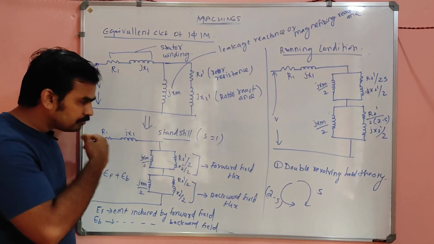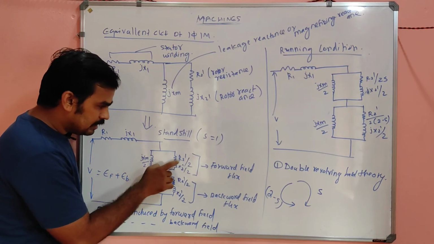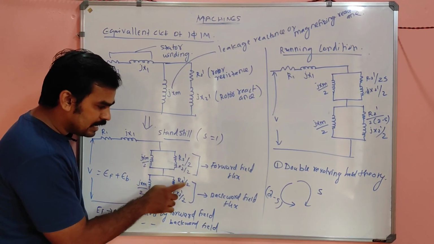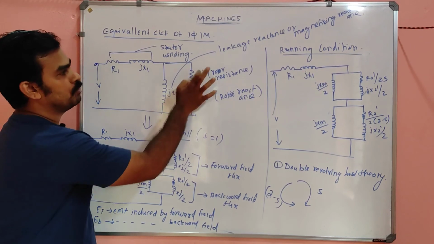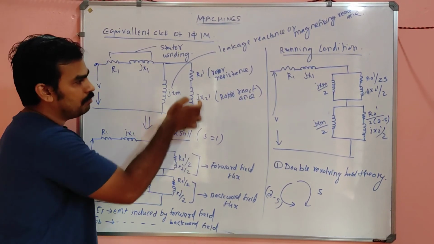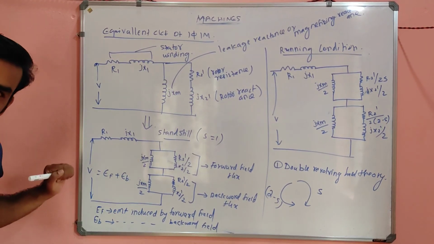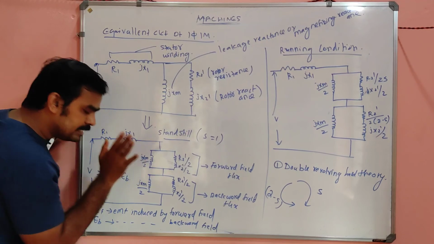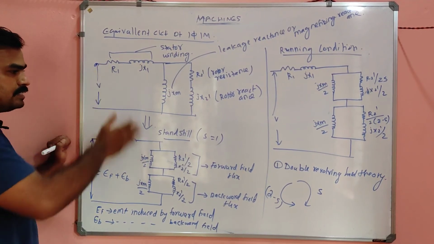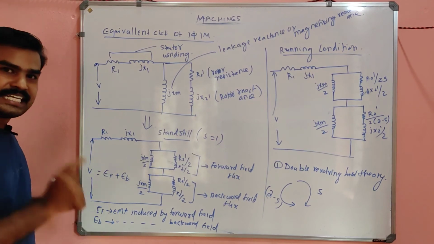So under standstill condition slip is equal to 1, so this R2 dash by 2 and R2 dash by 2 combined together simply give R2 dash. There is no change. The other one, X2 dash by 2 and X2 dash by 2, simply combine together to give X2 dash. So this and this will be the same. Is there any doubt? These and these will be the same. No, these are the same. Okay, you correctly found out. This is under standstill condition.